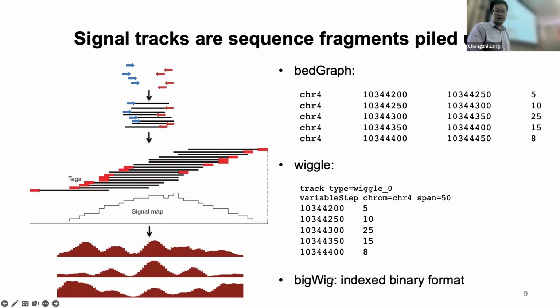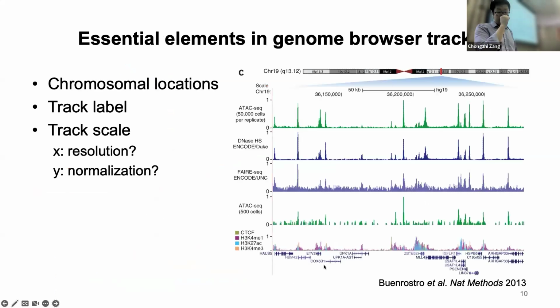Another commonly used format, if you download some publicly available omics sequencing data, is called BigWig. BigWig is a binary coded format of wiggle files that you can directly download and load on the genome browser to look at. So as I mentioned, what are the essential elements in these genome browser tracks?